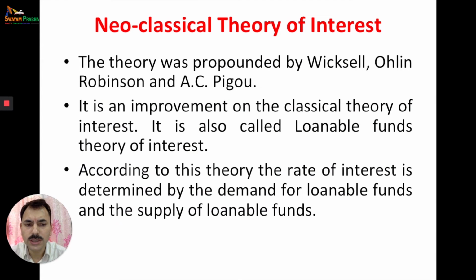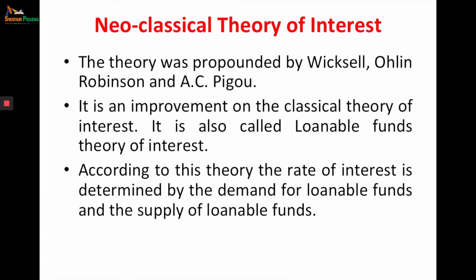According to this theory, the rate of interest is determined by the demand for loanable funds and the supply of loanable funds. Means the point where the demand for loanable funds curve intersects the supply of loanable funds curve, that is the point of determination of the rate of interest. Whereas in the case of classical theory, the point where demand for capital is equal to the supply of capital is the point of the rate of interest.